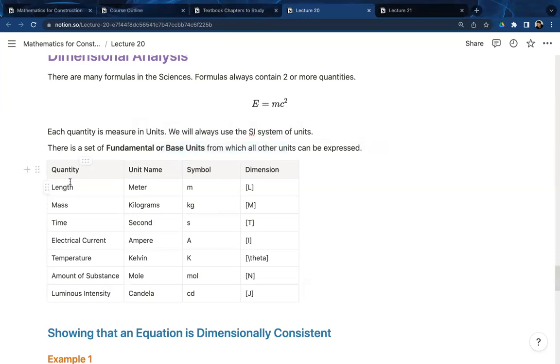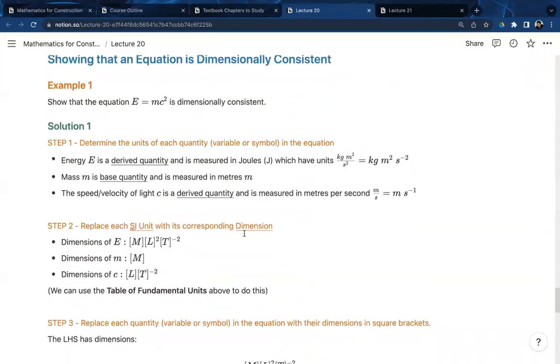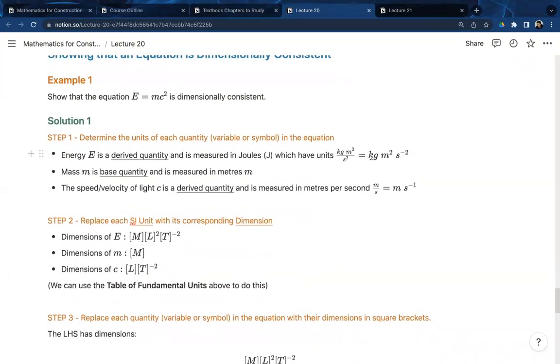Every single quantity in physics, if it has dimensions, the units are represented in terms of the base units. Every single quantity. The units are a combination of these 7 base units, right? So energy, which is joules, is actually a combination of 3 base units: kilograms, meters, and seconds. Mass is a base quantity, right? The base unit is m, for meters.